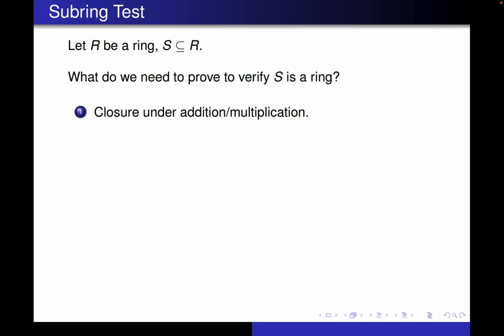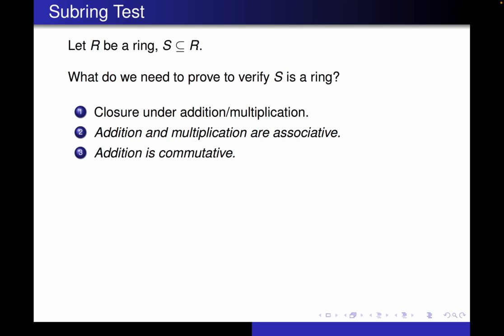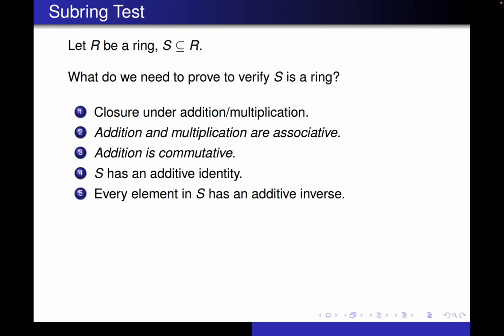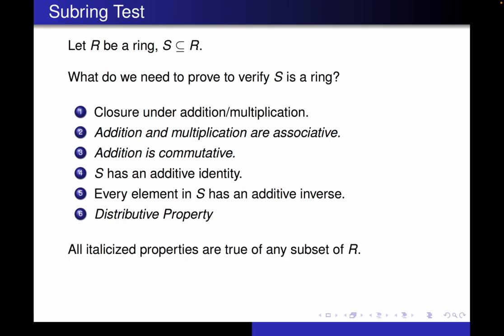Well, let's see. We would have to prove that it's closed under addition and multiplication. Can't get around that. We would have to prove that the addition and multiplication are associative. We would have to prove that addition is commutative. We'd have to prove that S has an additive identity, that every element in S also has an additive inverse that's also in S. It would have to satisfy the distributive property, and those are the 6 things that we would, in principle, have to prove.